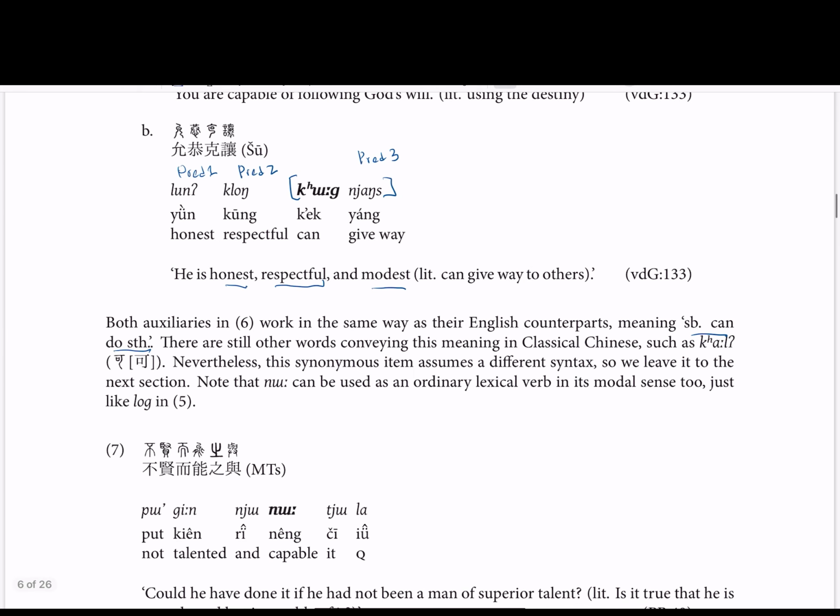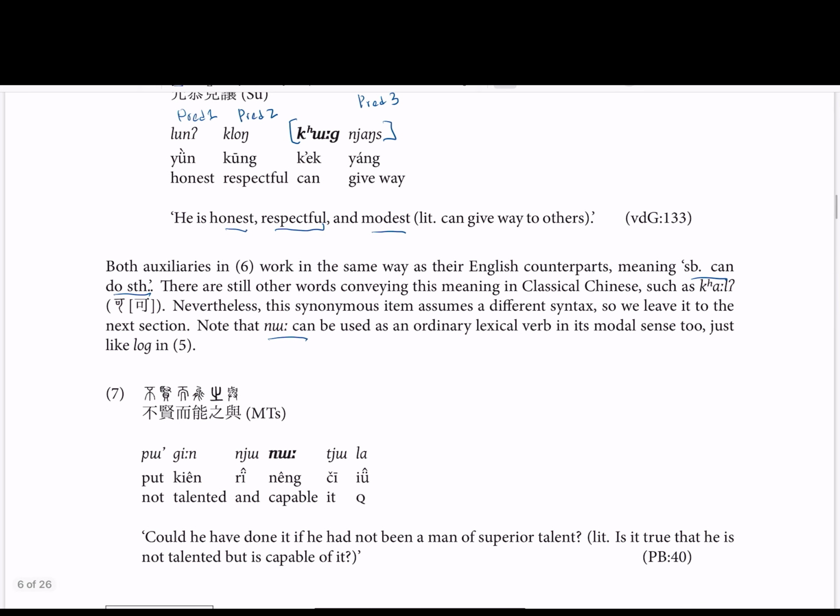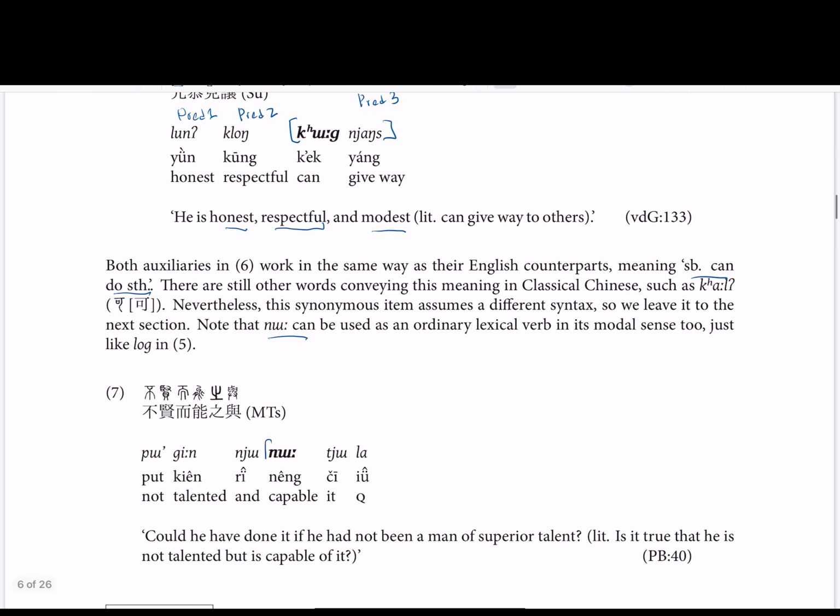And we should note that nu can be used as an ordinary lexical verb as well, just like log, wish. Let's take a look at the example in 7. 不言女nu jiu la, or in modern Chinese, 不言而能知语. The English translation is, could he have done it if he had not been a man of superior talent? Or literally, is it true that he is not talented but is capable of it? Okay, so the relevant part is here, nu jiu. Nu means can or capable, and jiu is again the third person singular pronoun.